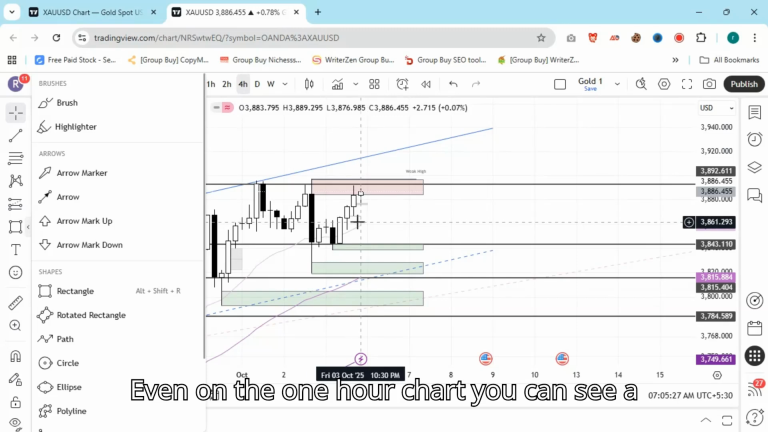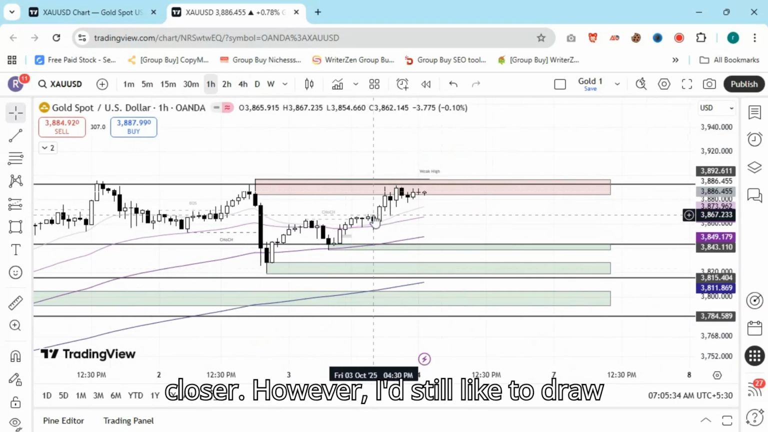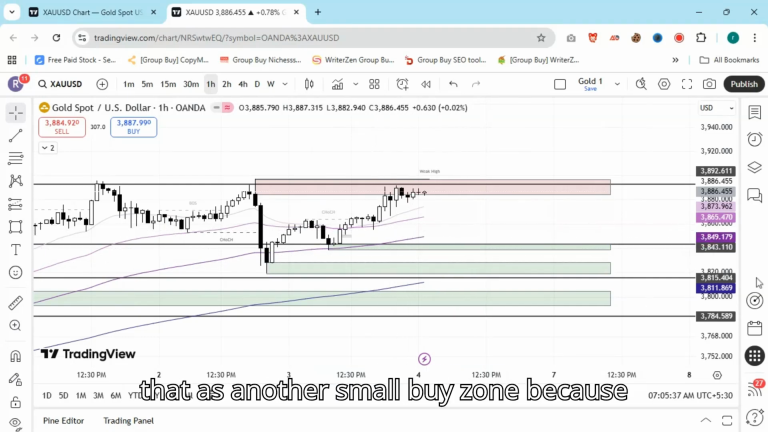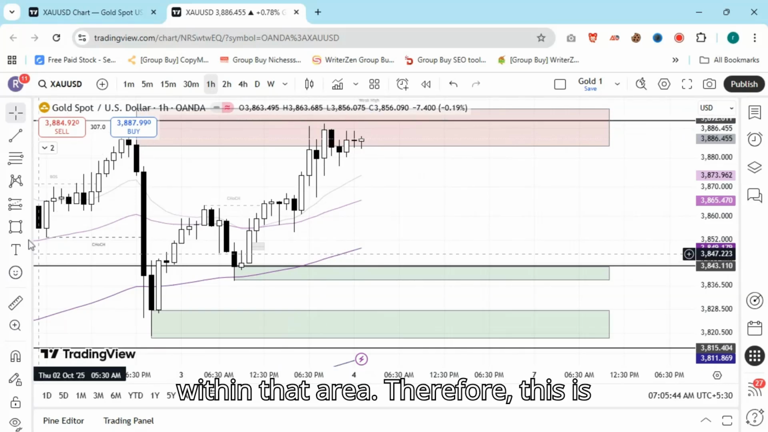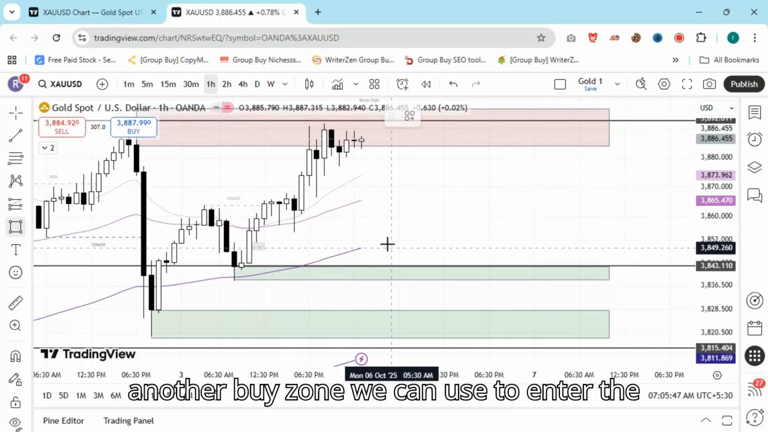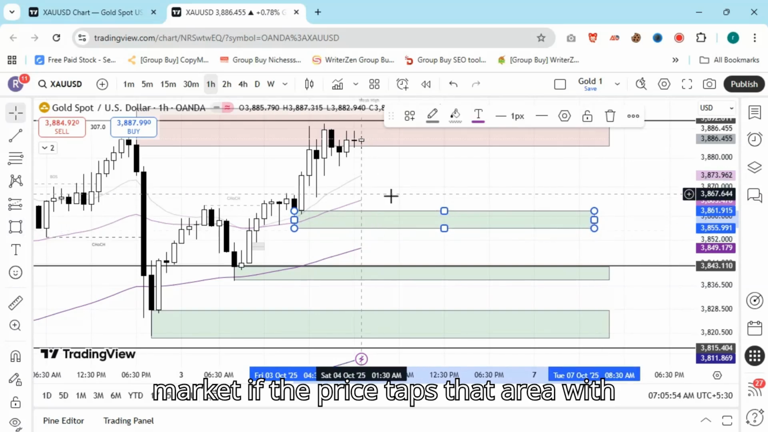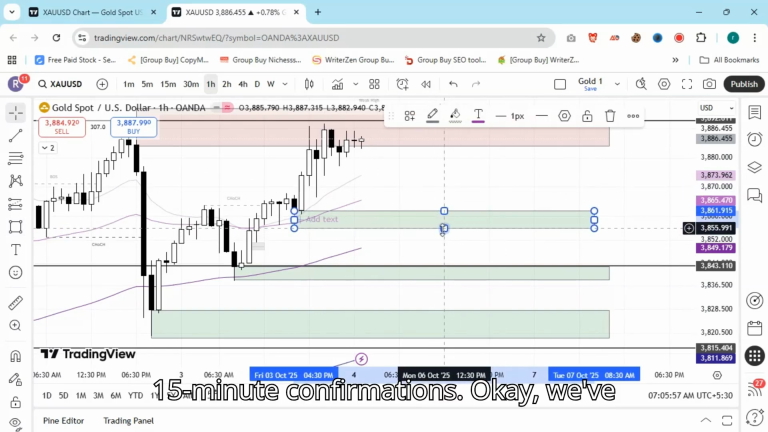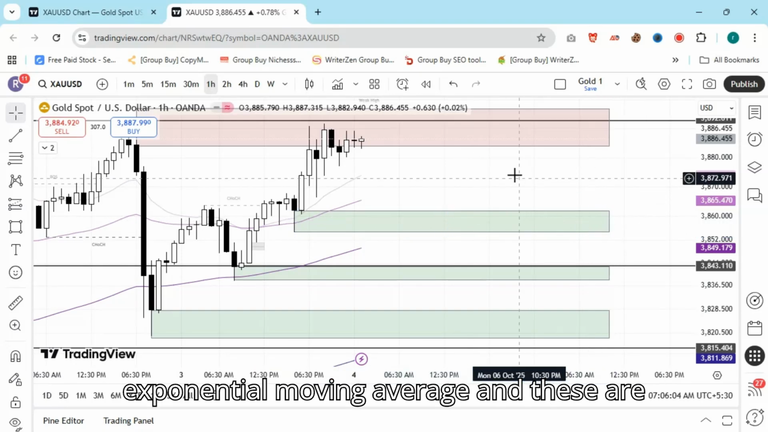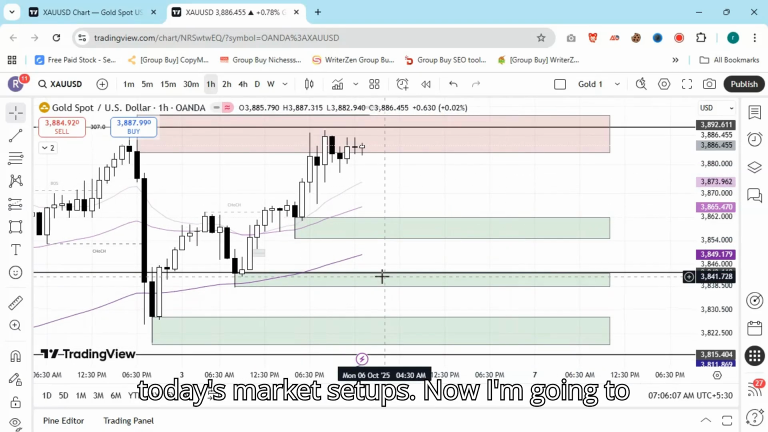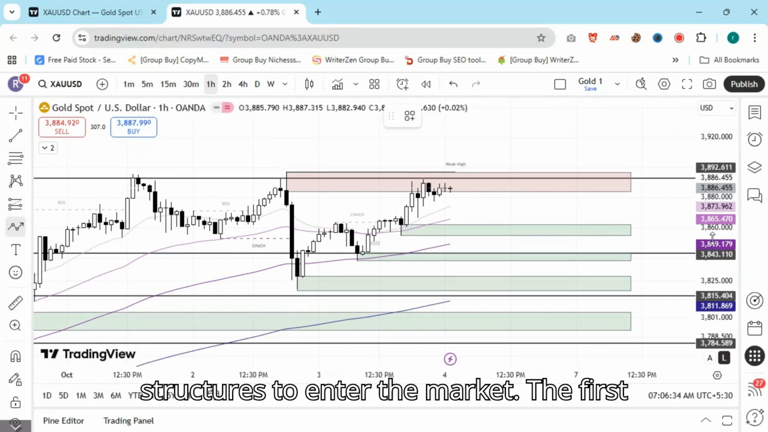Even on the 1-hour chart, you can see a small buy zone, but it could be much closer. However, I'd still like to draw that as another small buy zone because there are 2 exponential moving averages within that area. Therefore, this is another buy zone we can use to enter the market if the price taps that area with 15-minute confirmations. Okay, we've drawn another new zone using the exponential moving average, and these are today's market setups. Now I'm going to show you the best possible market structures to enter the market.